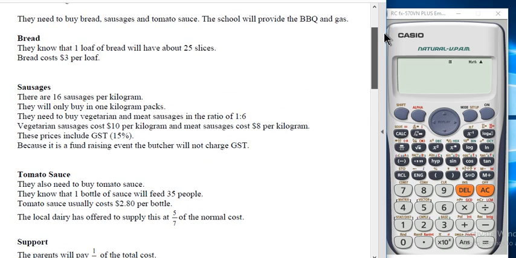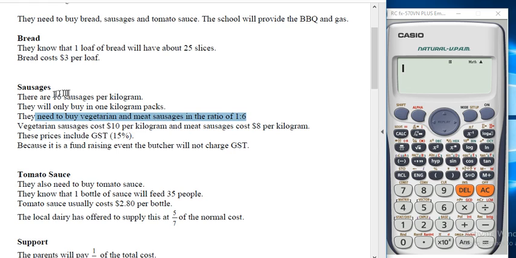Go back here again, let's go down now. We've done the bread, we've done the sausages here. Well, we haven't done the ratio part of the sausages. We've got a little bit more information about sausages here. First of all there are packs of sausages, and then later on we have to put them into a ratio of 1 to 6, for some people buying vegetarian and some people buying the common meat sausages.